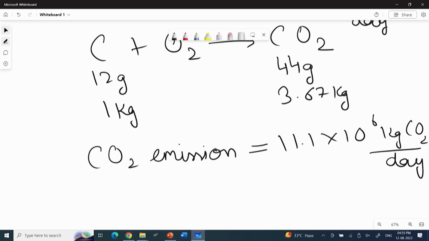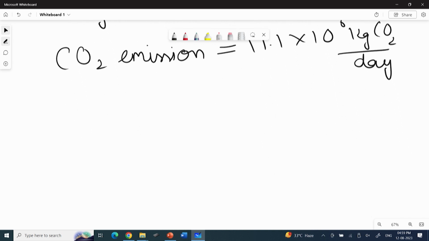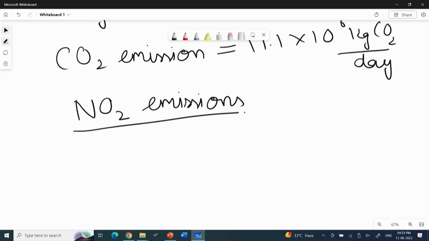Now compare that with the NO2 emissions. So let us try to estimate the NO2 emissions as well. The NO2 emissions are basically 0.02%, or 0.0002, of the amount of CO2.